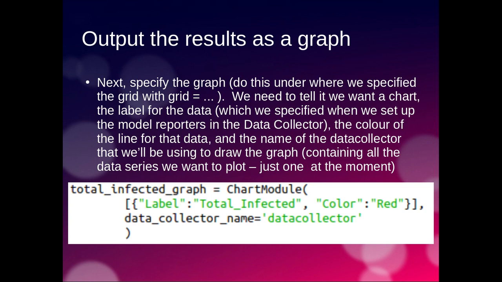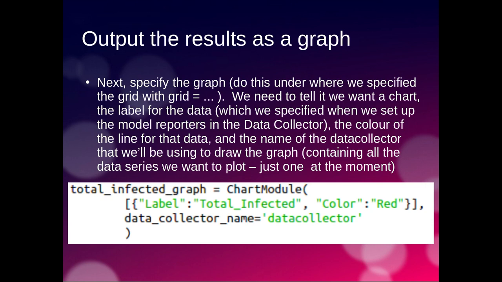Next thing we need to do is to specify the graph. What's it going to look like? And we're going to do that underneath where we specified the grid with grid equals in our server file. Because we said before we had a single visualization, which was the grid. Now we're going to have a second visualization in our server, which is this graph. So we're going to set up this new visualization, and we want to tell it that we want a chart, that we want a label for the data, i.e. what data we can actually be plotting.